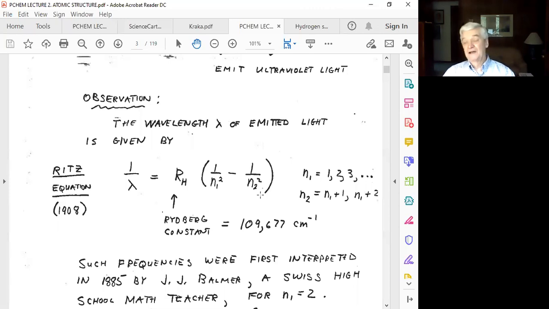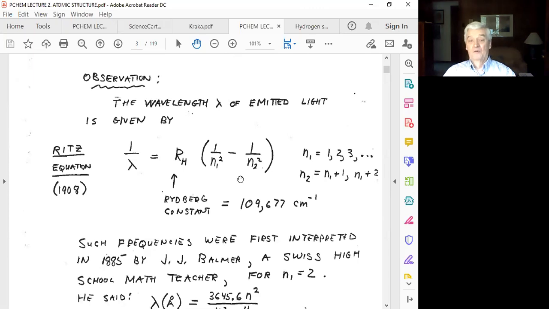And n1 and n2 wind up being quantum numbers. As we're going to see later, these are going to refer to the principal quantum number that you learned about in freshman chemistry. So if you had a 2p orbital, n was 2. If you had a 1s orbital, n was 1. A 5d orbital, n was equal to 5, and so on. Anyway, at this point, people did not know what atoms looked like, but they were able to fit this kind of spectrum.